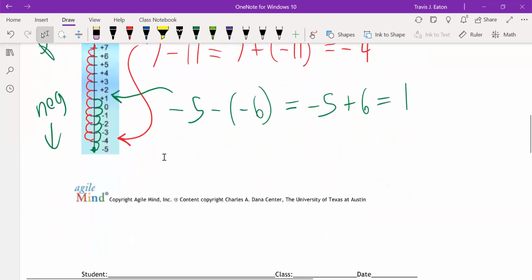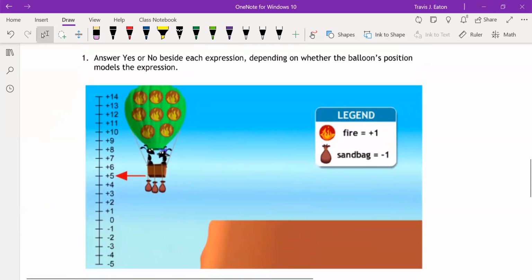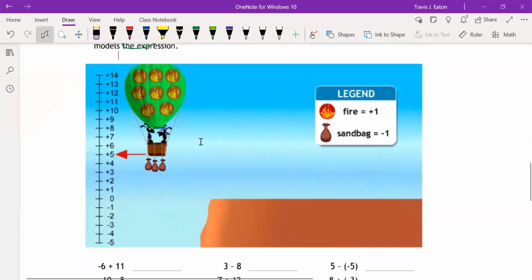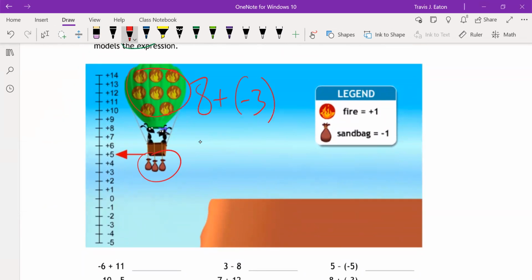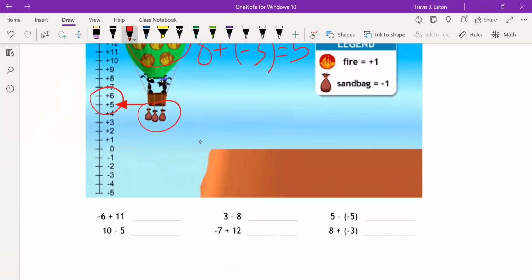Okay. Well, let's get into answering these last few questions here. It says answer yes or no beside each expression, depending on whether the balloon's position models the expression. Well, let's look at what our balloon is modeling here. I've got 8 positives and I've got 3 negatives on the air balloon. 8 plus negative 3 is 5, which is what we see here. So what we need to do on these next 6 questions is answer, do they equal 5?